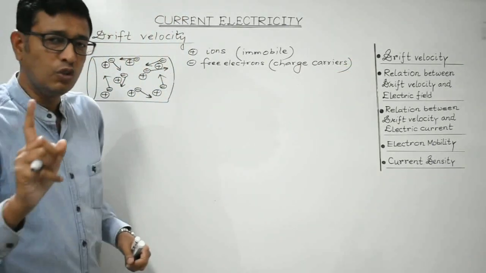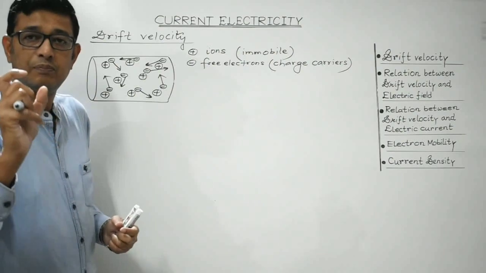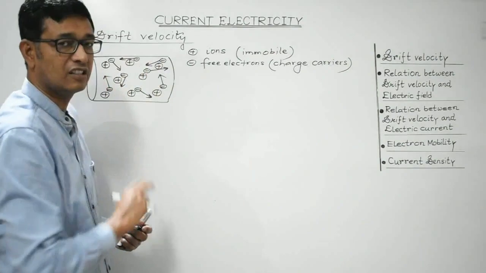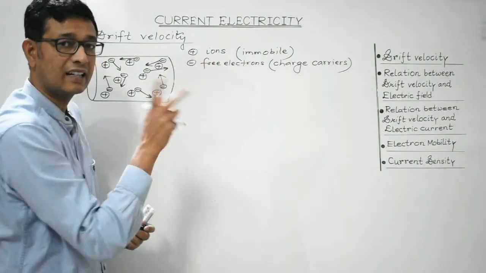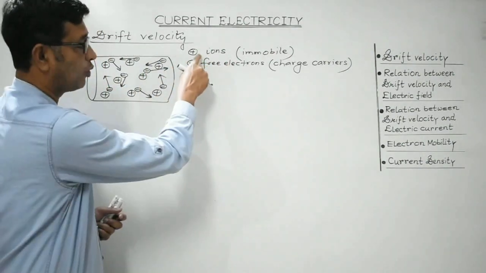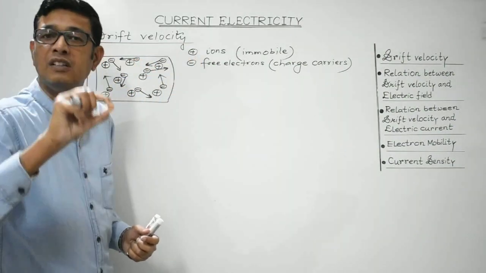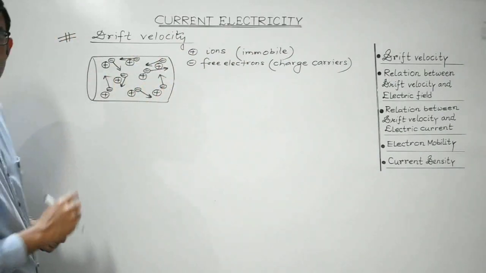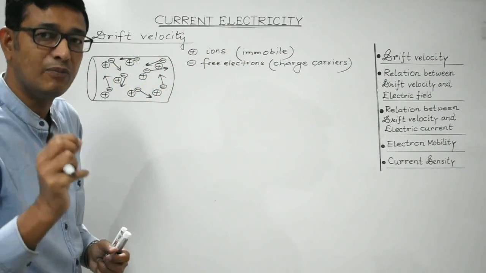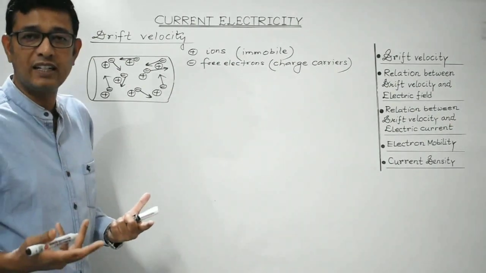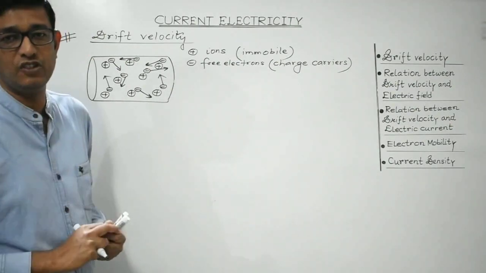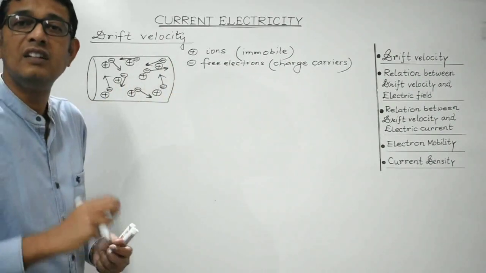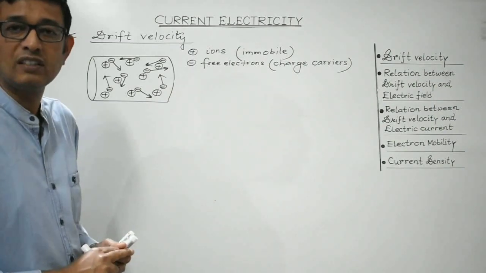So students, do remember this very fact that positive ions are immobile. They don't act as charge carriers inside a conductor, right? It is only the free electrons that act as charge carriers. And these positive ions keep oscillating about the mean position. So they are immobile. These free electrons have continuous random motion. Why? It is because of thermal energy. And the velocity which they acquire in the absence of any external source is known as thermal velocity.